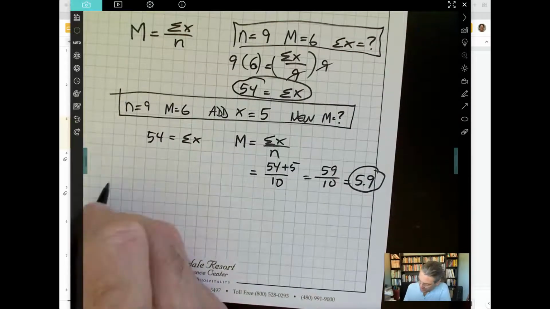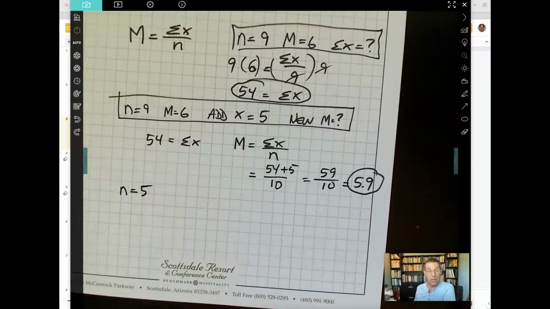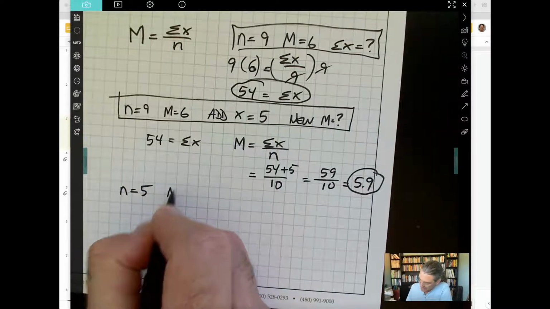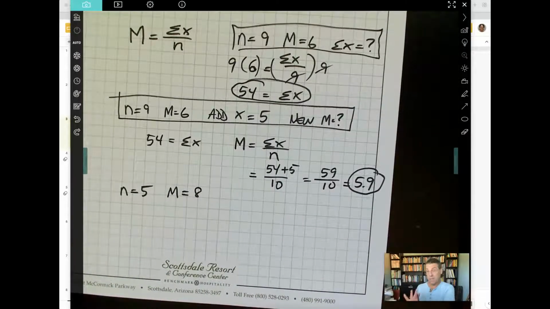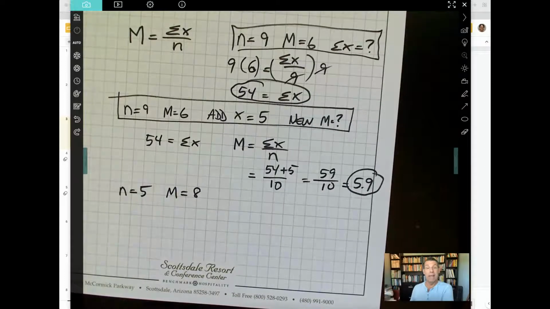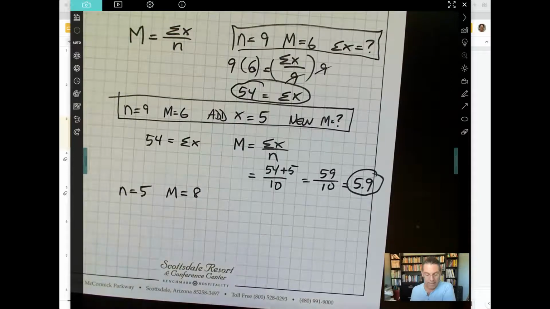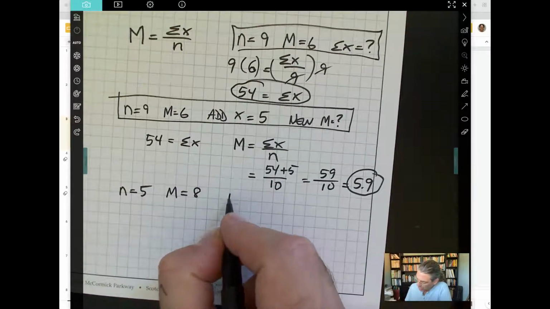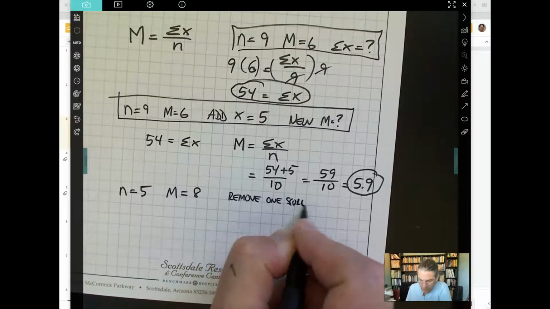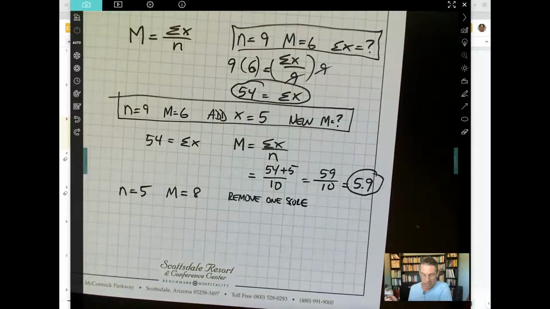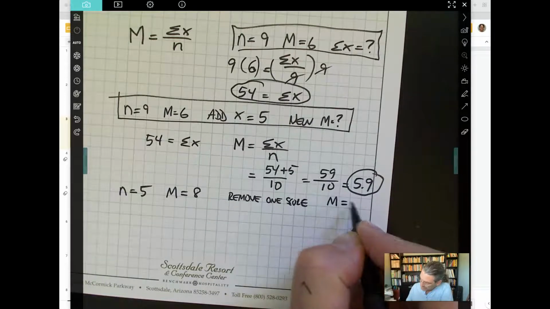But we start with, all right, we've got a group of scores with 5 people, and it has a mean of 8. Okay, so 5 people have a mean of 8. So that means these people average an 8. So some are probably going to be above 8, some are probably going to be below 8. And we're going to remove a score. Okay, and the new mean, after removing this one score, is 7.